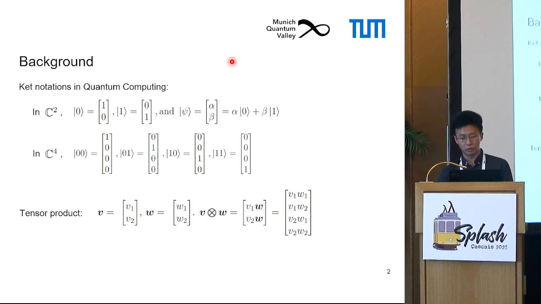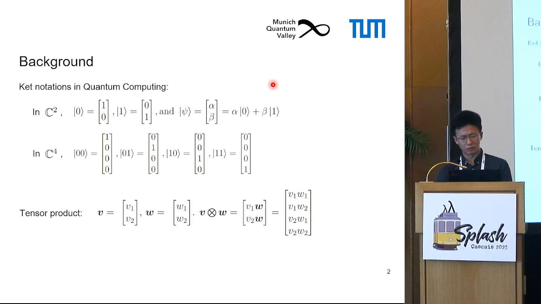We could also go to a higher dimension. Say we go to a dimension of 4. Then we have four computational basis vectors, namely ket 0, ket 1, ket 2, and ket 3. However, here we use binary representation for 0, 1, 2, 3, which is also very common.